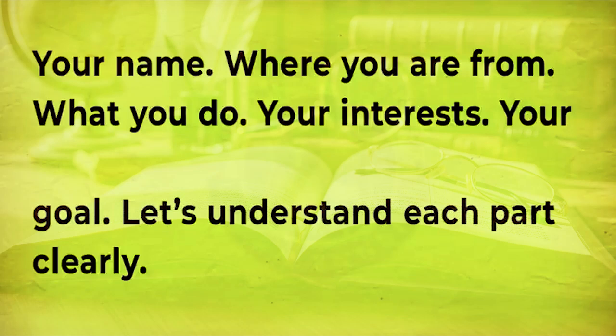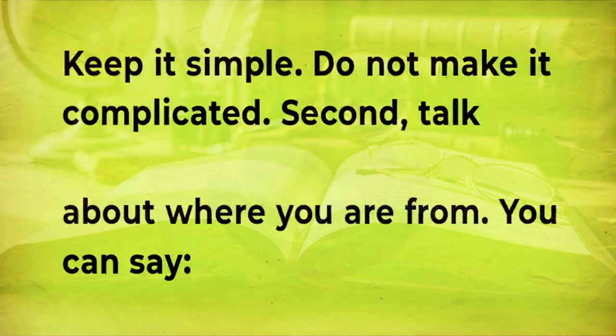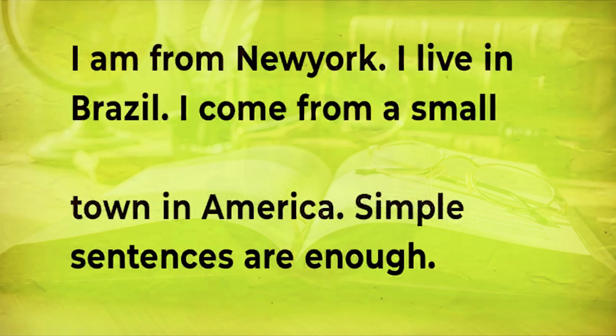Let's understand each part clearly. First, start with your name. You can say, "My name is," or "I am." For example, "My name is Mary. I am Michael." Keep it simple. Do not make it complicated. Second, talk about where you are from. You can say, "I am from Newark. I live in Brazil. I come from a small town in America."